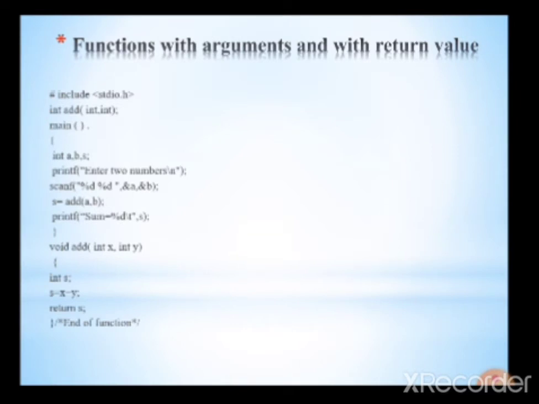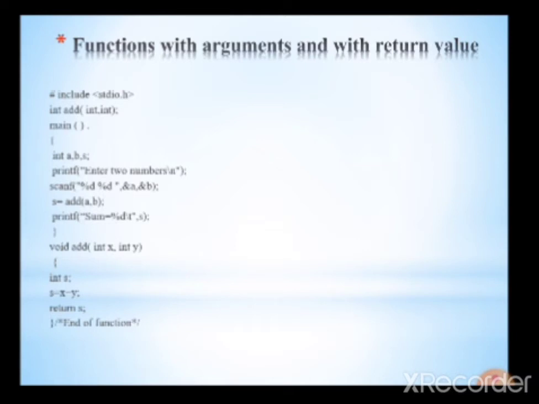Next, function with argument and with return value. This term itself tells function with argument. So you need to give the data type: int, float or character. If we give void, it means no value. So here, with argument and with return value.